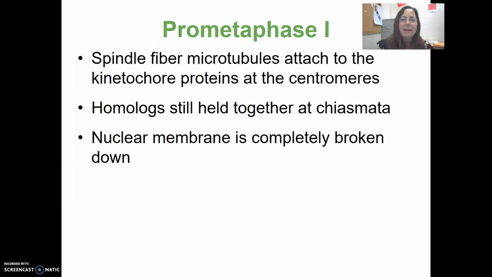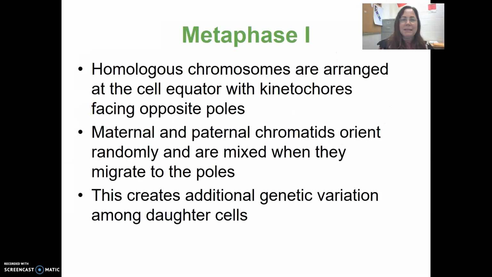All right, moving on to prometaphase 1. This is very similar to prometaphase in mitosis, except this time the chromosomes, as they are moving to the metaphase plate, are moving in pairs. So the homologous pairs, or homologs, are still held together at the chiasmata. And so the tetrads are going to line up at the metaphase plate instead of just in single file. In metaphase 1, the homologous chromosomes, or tetrads, will line up at the metaphase plate.